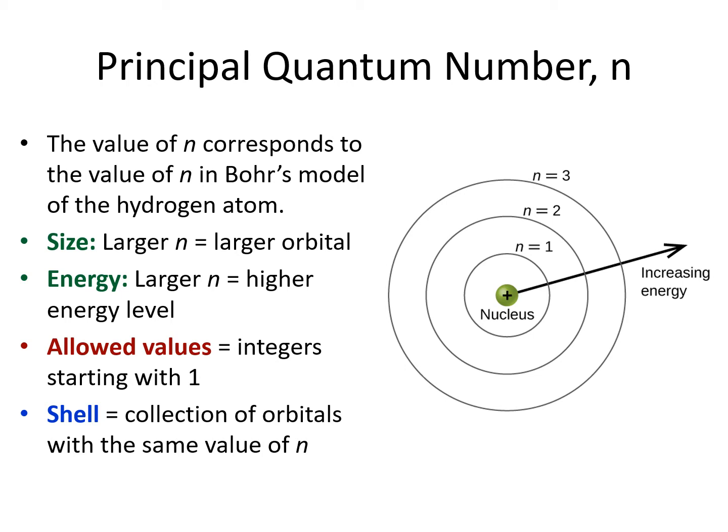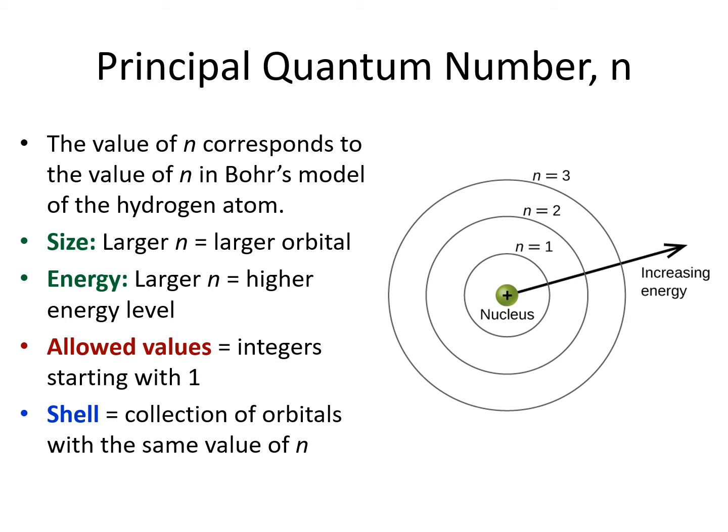The energy levels that are larger are also higher in energy, so n equals 1 is the lowest energy, and the energies get higher as you go out. There are only certain allowed values, just like in our address, there are only certain cities in Australia. In this case, the values will be integers starting with 1. In theory, the numbers could keep counting up to infinity, but practically speaking, atoms have only been detected with at most n equals 7 so far.